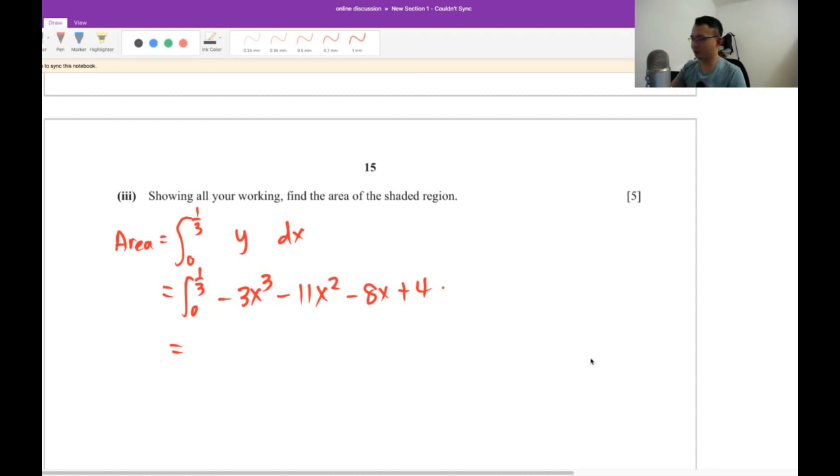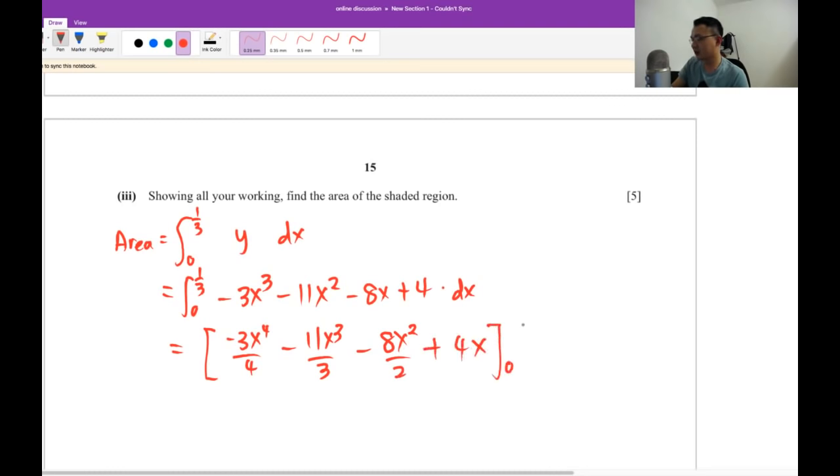Yeah, pretty much is correct. So, okay, dx here, and then I'll just do the integration, which is negative 3x^4 over 4 minus 11x cubed over 3 minus 8x squared over 2 plus 4x, from 0 to 1 over 3.